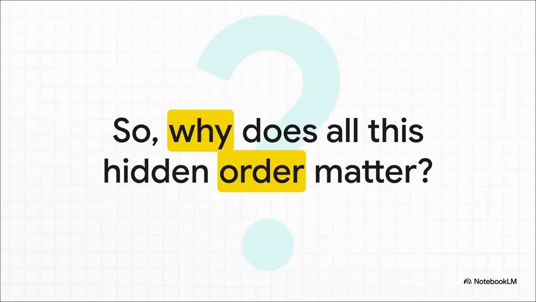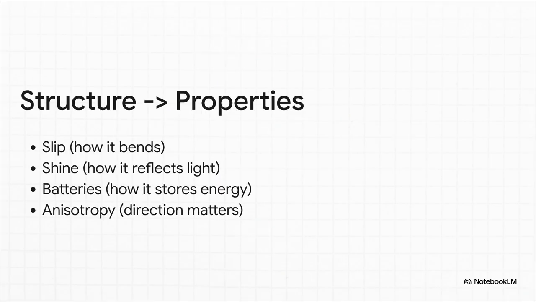So, we've gone from grids to unit cells, from symmetry to defects. But what's the payoff? Why does understanding this deep, hidden order actually matter so much? Well, it all comes down to one thing. Structure determines everything. The way those atoms are arranged is what dictates how a metal bends. It's why a diamond shines, it's how a battery stores energy, and it's why a material might be strong in one direction but weak in another. By understanding the structure, we can predict and even start to design the properties of any material we want.